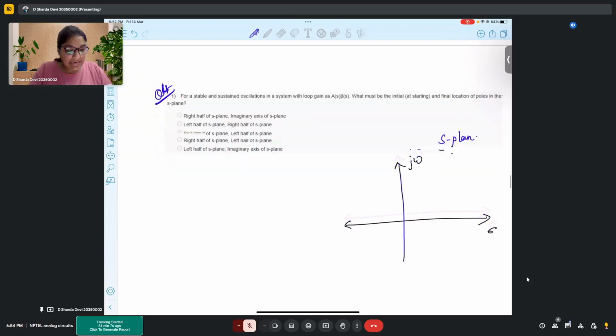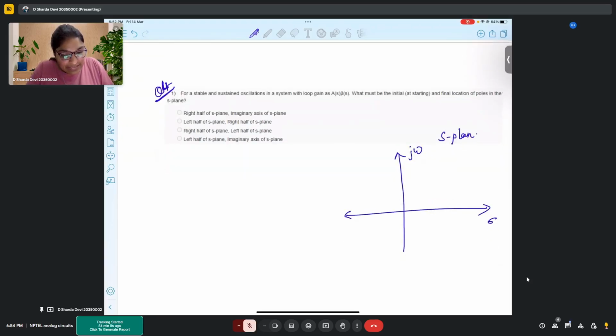So here it is asked that for a stable circuit in a system with loop gain of A into beta, what must be the initial and the final location of poles in S plane? So initially the poles should be in the right hand side of S plane, and after that they should come to the imaginary axis of S plane to make the system marginally stable. Right? Is this clear to everyone? So that's why we need a right hand side pole followed by an imaginary axis pole for marginal stability.